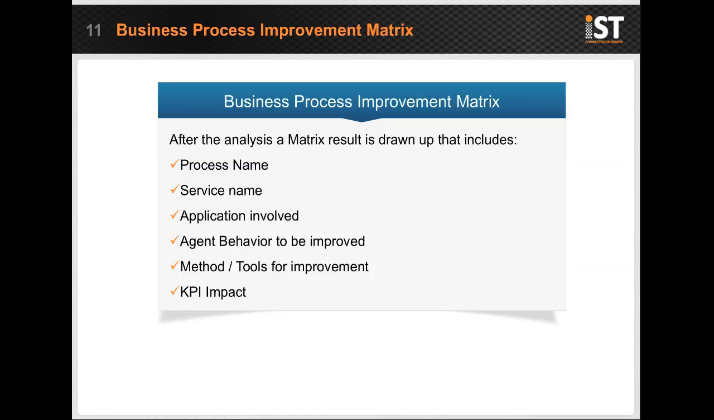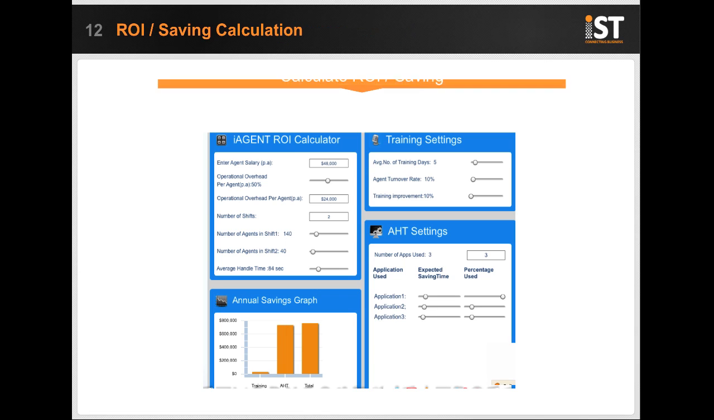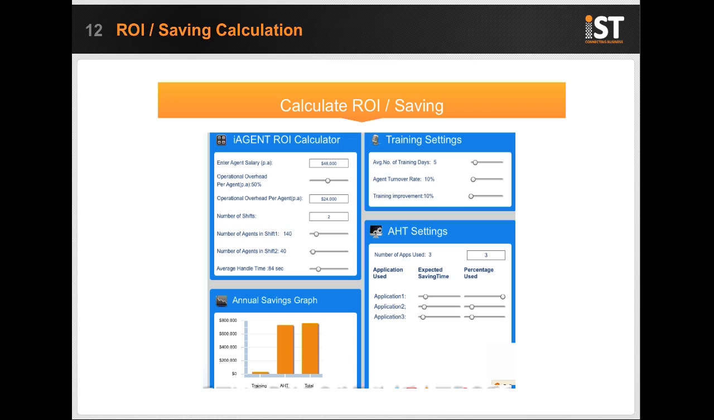After going through all the provided sample calls and identifying the agent behavior patterns of improvement, a business process assessment matrix is drawn up that includes the process name, the service name, the application involved, the agent behavior to be improved, the tools and approach used for improvements, and the expected KPI impact. With the Business Process Assessment Matrix completed, the expected average handle time savings can be calculated, which acts as an input in the online iAgent ROI Savings Calculator. The iAgent ROI Calculator will help in calculating the expected annual savings that would result in the adoption of the iAgent Unified Framework.